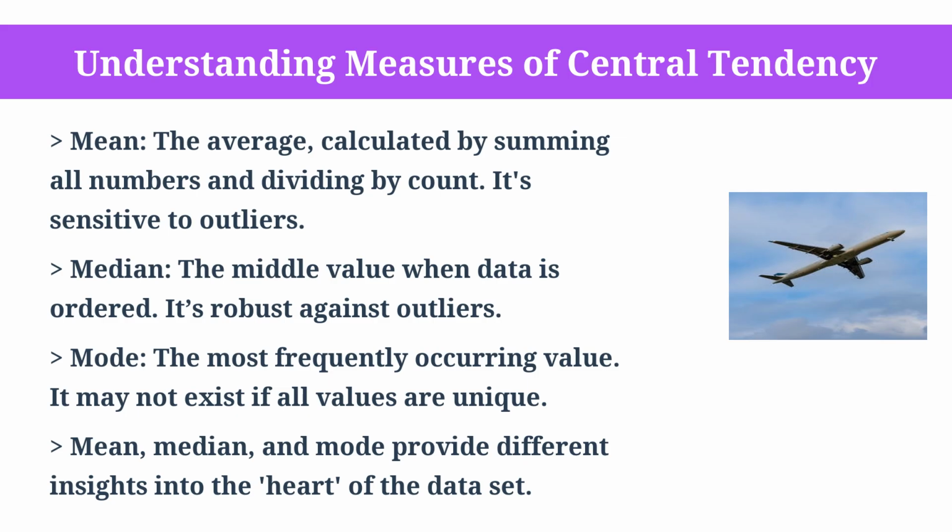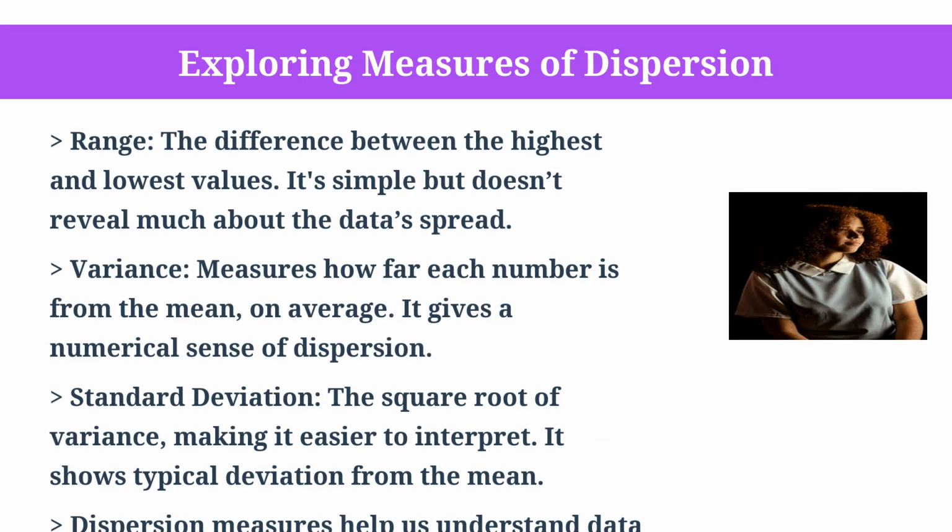Then we have the median, which is like the middle child of our data set. To find it, you line up all your numbers from smallest to largest and pick the one right in the center. This is useful when dealing with skewed distributions because it's less affected by those outliers than the mean. Lastly, there's the mode. That's just the number that appears most often in your data set. It's pretty straightforward, but might not always exist if all your numbers are unique or appear equally frequently.